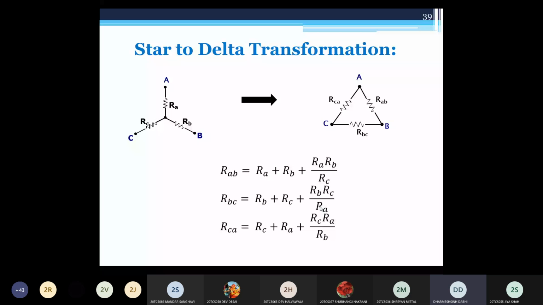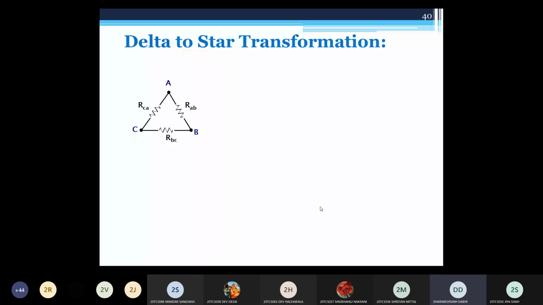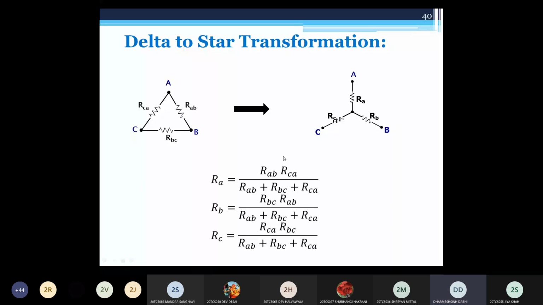So let's understand how to convert delta to star. Suppose in the delta connected circuit in your figure, we require a star type of connection to reduce the circuit. So the same values: RAB between AB, RBC between BC, and RCA between CA. Now convert this into star. In the star, as you know, at point A the resistance we name RA, at B, RB, and at C, RC. So we first find this RA.